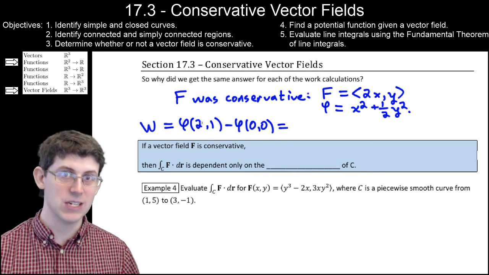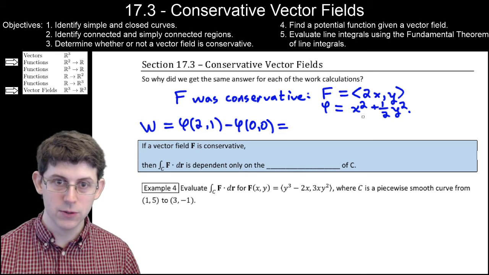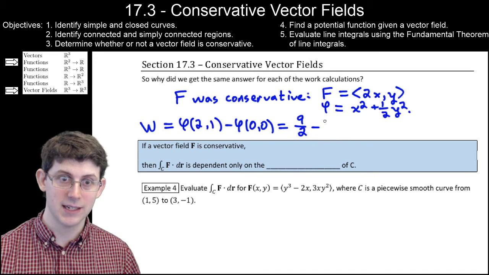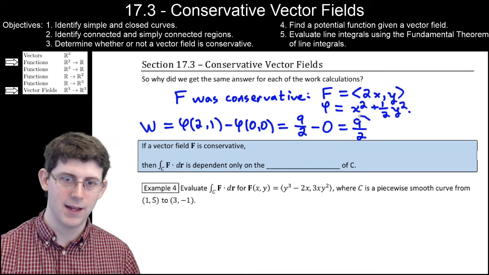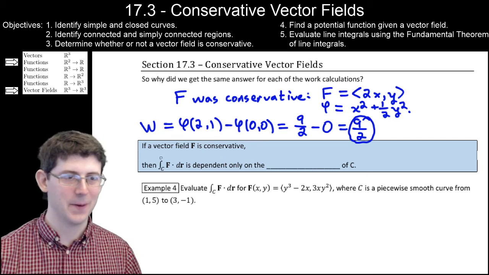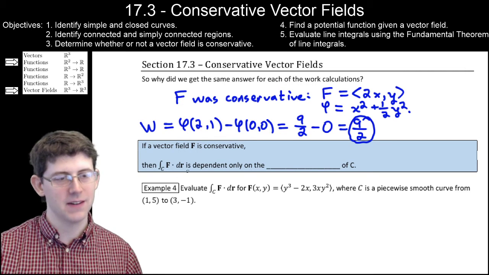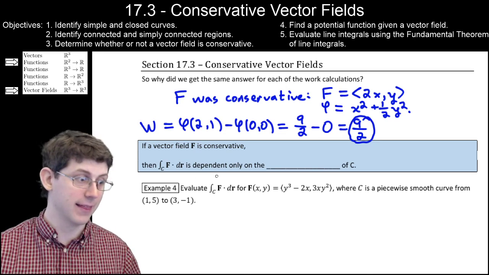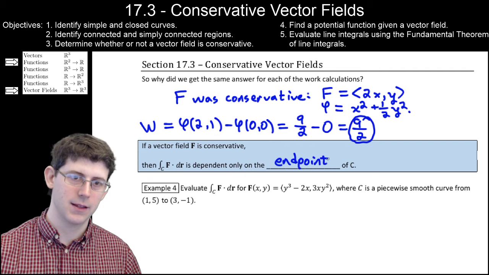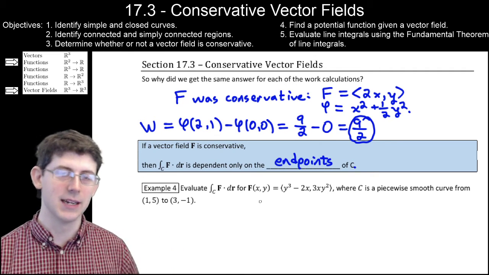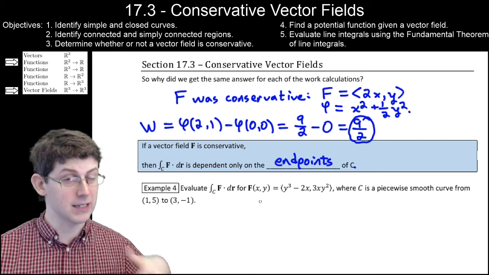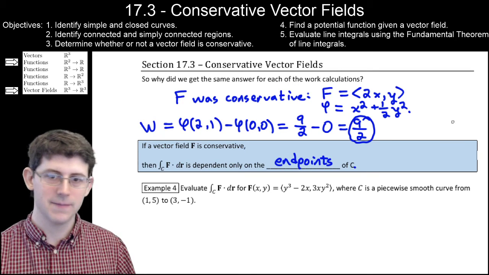Let's do it. So you plug in 2, 1 into the potential function. When you plug in 2, 1, you get 4.5. And when you plug in 0, 0, you get 0. That's great. Okay, so if a vector field is conservative, the work done by the vector field is independent of path. It's dependent only on the endpoints, only where you start and end. This is a huge fact. This is a big accomplishment of vector calculus, that you can figure out the work done by some vector fields just using a potential function.